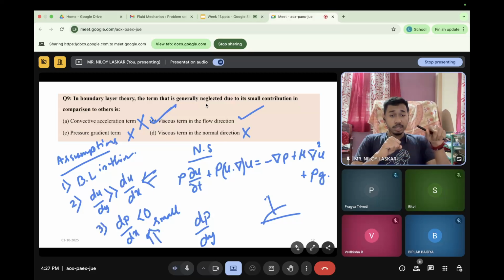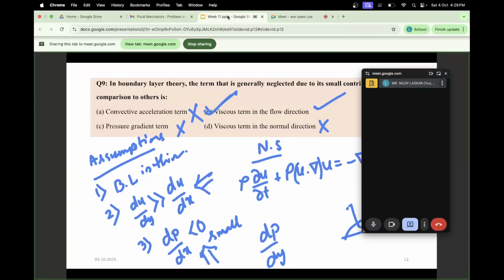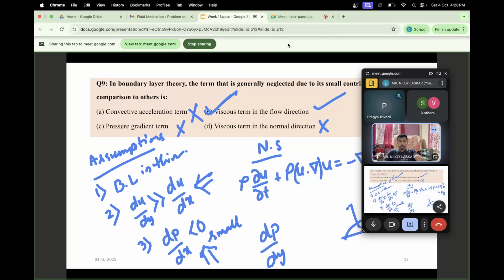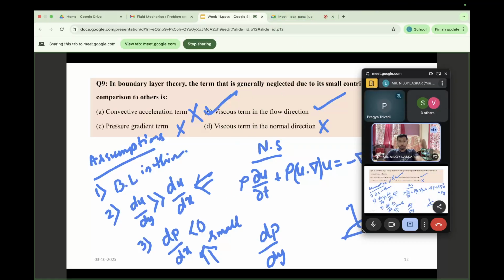If the viscous term were along the x direction, then this velocity would steadily decrease along the x direction, but it is not happening. It has the same velocity along the horizontal direction, but it is increasing from the wall to the top along the y direction. So that's why this is our correct option. So I am moving to the next question.